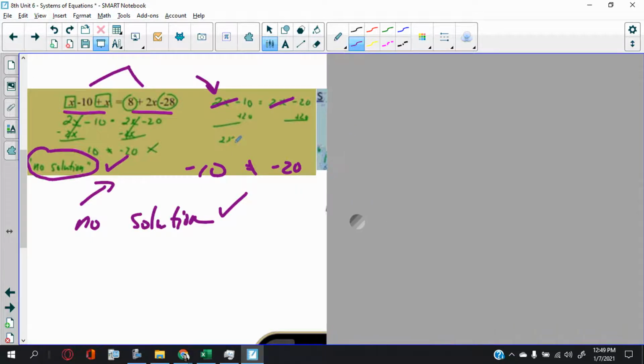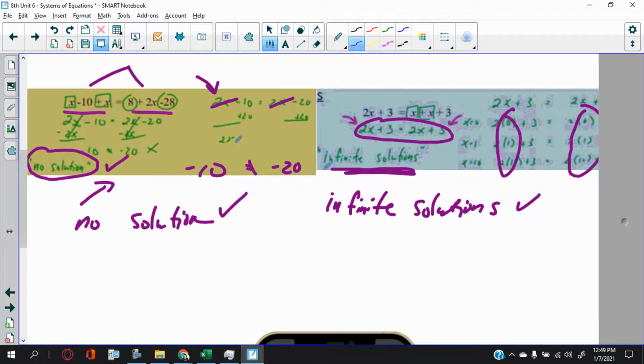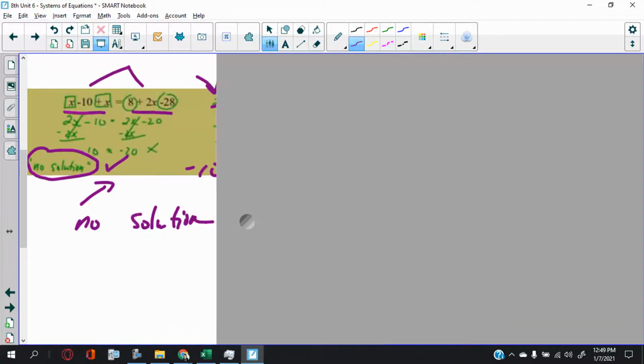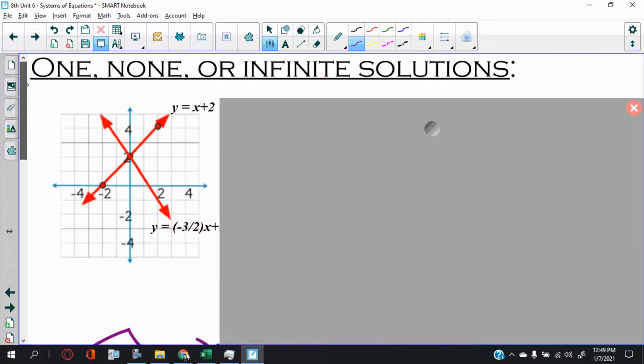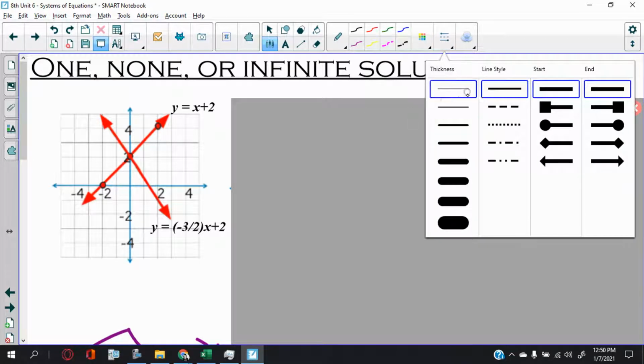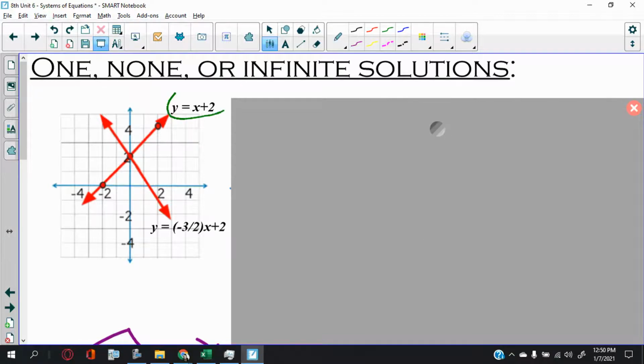So now that we're graphing, what does that look like? That's the big question. Now that we're graphing, I have three examples for you guys. Here I got one line, which is y equals x plus 2. And here I got the other line, which is y equals negative 3 halves x plus 2.